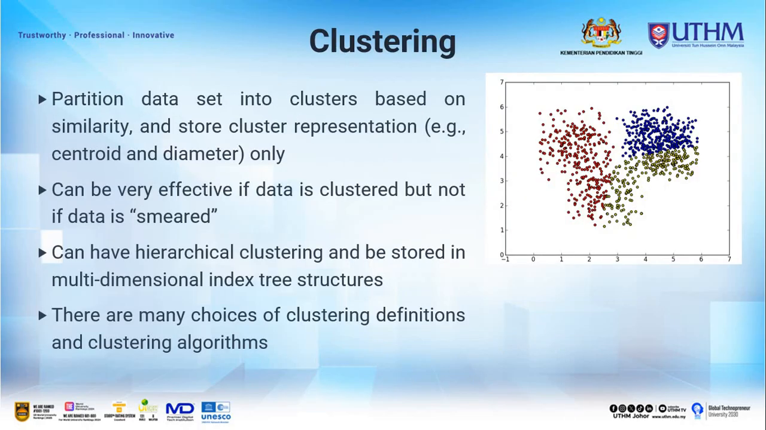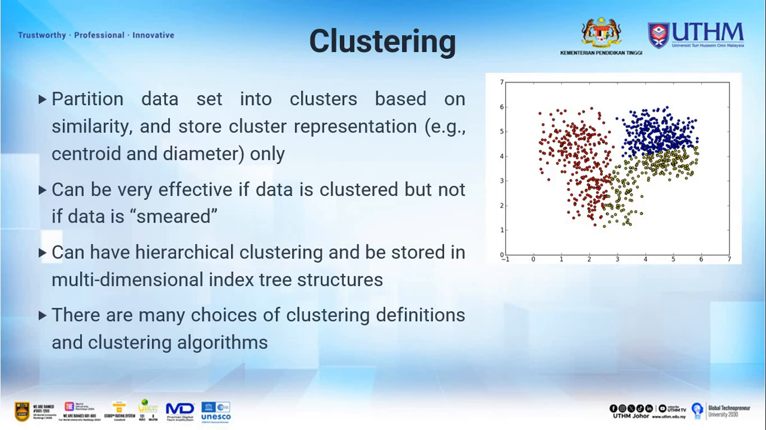Next, clustering. Clustering involves partitioning a data set into groups based on similarity. Instead of storing all the individuals, as we already learned in fundamental data science, only the cluster representation like centroid and diameter is retained. The clustering method is highly effective when the data naturally forms distinct clusters. However, it may not perform well if the data is smeared or lacks clear groupings.